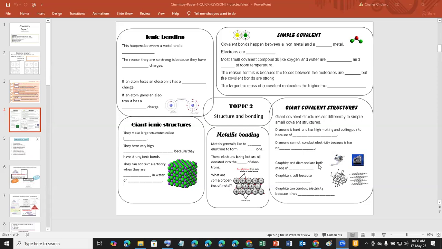Graphite and diamond are both made of carbon, so carbon is what is common to them. And then the difference, one may say, is graphite. You can liken graphite to the stuff that's used for pencil leads, which means technically it's soft, right? Whereas diamond is hard.